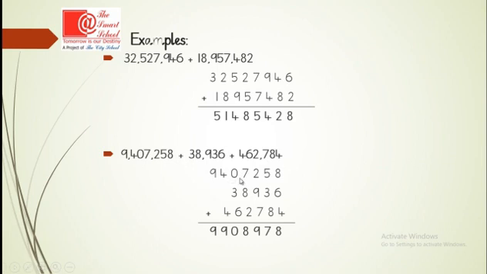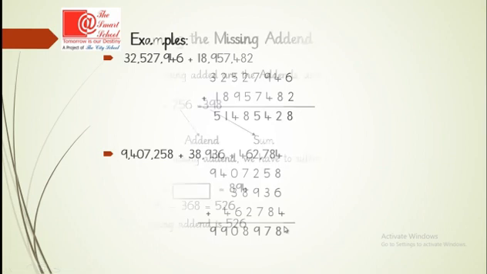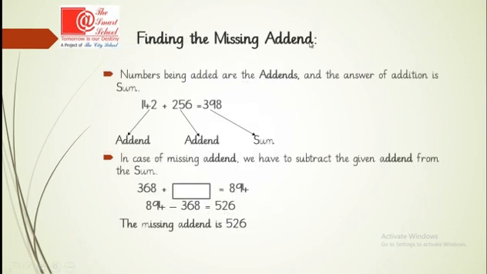So first we have written the first number. Again there is no problem if we write this number first or this number first. We have to write all three numbers keeping in mind that ones will come under ones, tens under tens, and if there is any gap at the left side there is no problem. Like here you can see the gap, so there is no problem. We can just start adding from the right side and our answer will be 9,908,978. Now we will come to the next part of this topic, which is finding the missing addend.